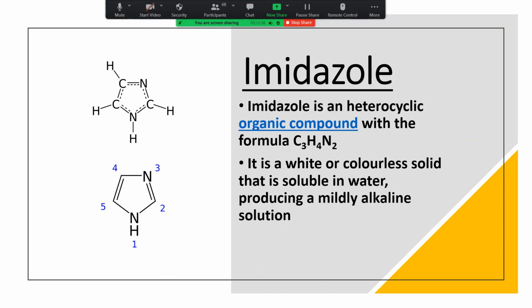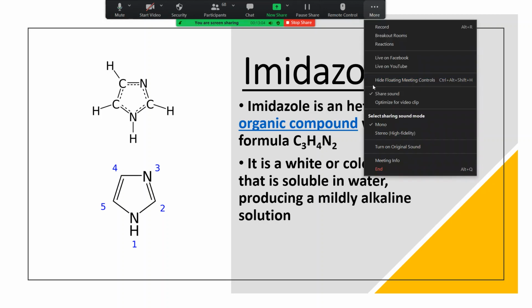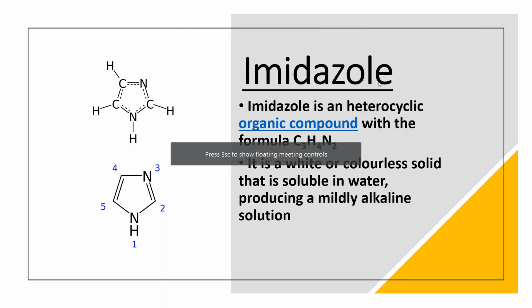So the next heterocycle is your imidazole. What is imidazole? It's a 5-membered heterocyclic ring. Imidazole is a diazole, which means it is a 5-membered heterocyclic ring containing 2 nitrogens. Diaza means 2 nitrogens, at the 1 and 3 positions of the ring.